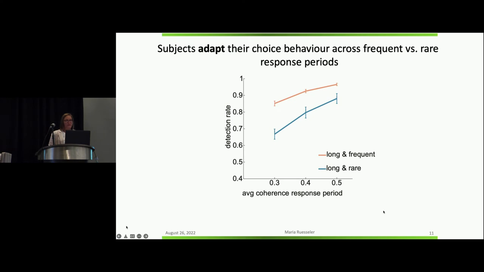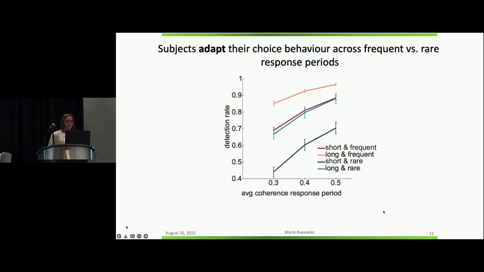First I would like to show you some simple evidence that my participants did adapt to these different conditions. What you see here is the detection rate, the fraction of response periods participants correctly identified, and here I only show the results for the long response periods. First of all, the higher the average coherence in these response periods, the higher the detection rate. That is quite expected. But we also see that the detection rate is overall higher for frequent response periods than for rare ones, because you're a lot more cautious in the rare conditions to commit to a response. We can also look at the short response periods, which are a bit harder to detect overall. Again, we find the difference between frequent and rare response conditions.